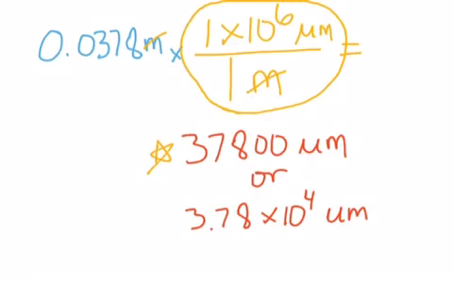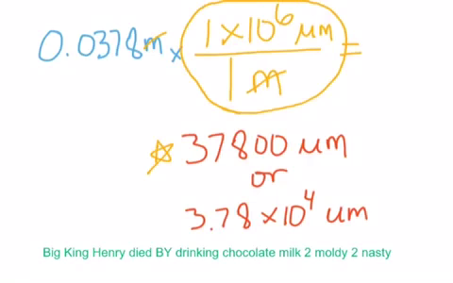So just to remind you, you're going to go home, you're going to memorize down here, Big King Henry died by drinking chocolate milk, too moldy, as in micro, too nasty.